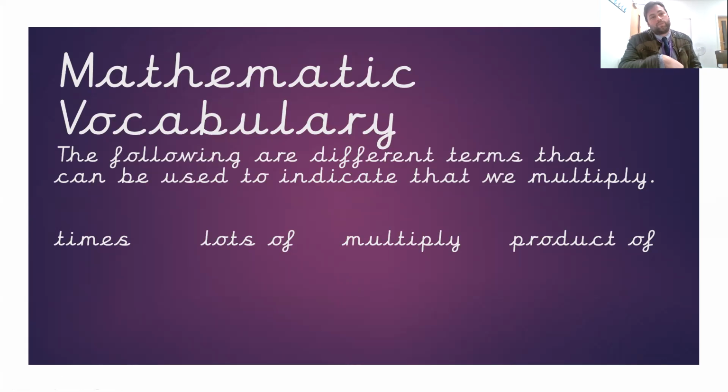So if I said, what's the product of 7 and 3? All I'm asking you is to multiply 7 by 3. And that would be 21. So the product, if you ever hear that phrase, it's asking you to multiply.